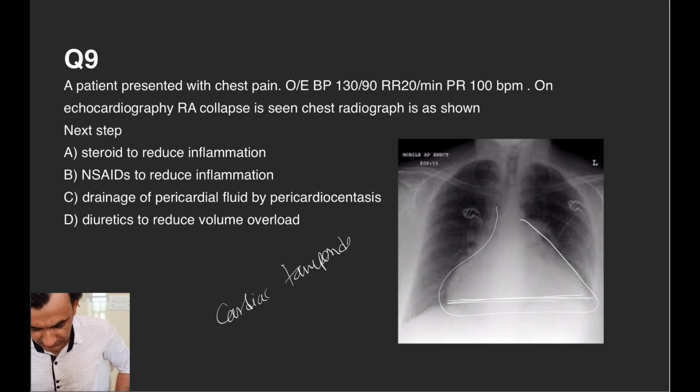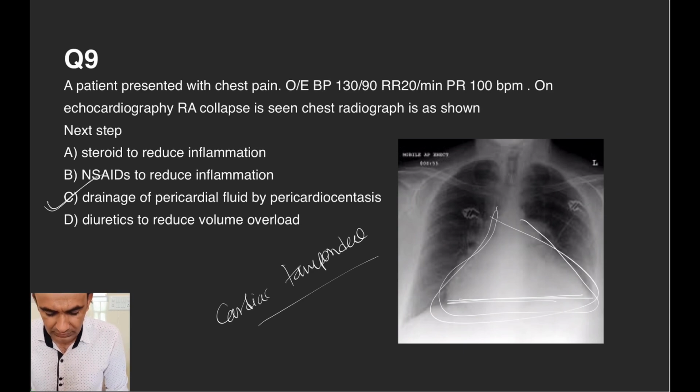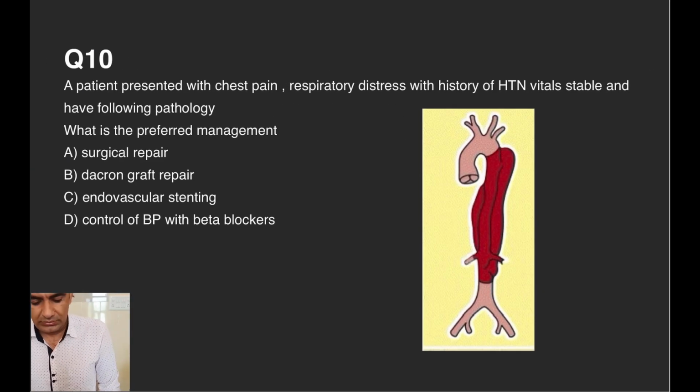Cardiac tamponade का management: drainage of pericardial fluid by pericardiocentesis. Steroid का कोई रोल नहीं है, diuretics will not decrease the pericardial effusion fluid. Question number 10. A patient presented with chest pain, respiratory distress with history of hypertension, vitals stable and having the following pathology. This pathology image was shown in exam. What is the preferred management?